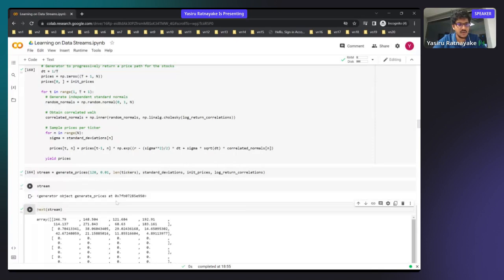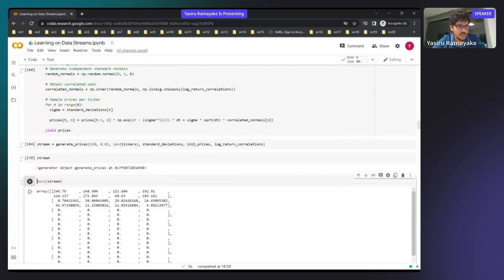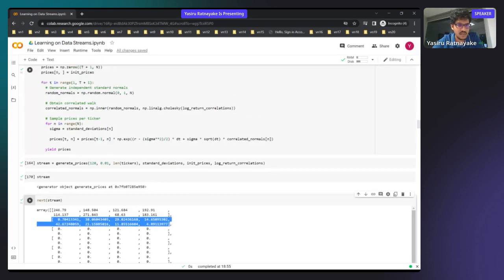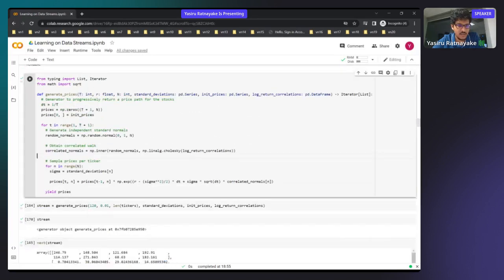It just gives you kind of a memory location. It's a generator object. So this doesn't really print some result out the way you would expect if you had actually done this with a normal function. The reason for this is that this is actually lazy. So in order to get a value out of it, you would call this next function on something like stream. And what you have is this first row is the initial prices that we started with, and this second row is the next set of prices that this equation is telling you about.